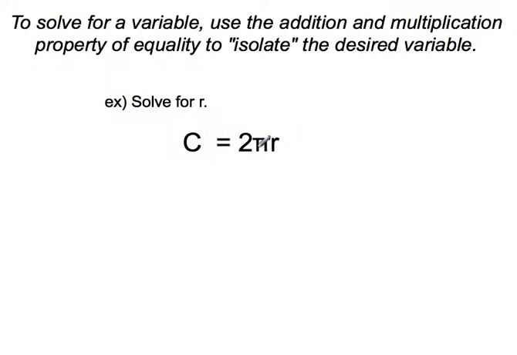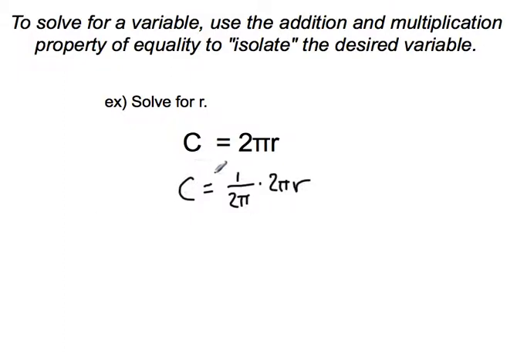So the circumference of a circle is equal to 2 times pi times the radius of the circle. Say we wanted to solve for r instead. So we know the circumference, but we want to find out the radius. Well, it would help us to have this as r equals. How are we going to get r equals? Well, r has a coefficient of 2 pi. So if you recall the multiplication property of equality, if we multiply this by the multiplicative inverse of 2 pi, which is 1 over 2 pi, we're going to end up getting 2 pi over 2 pi, which reduces to 1.